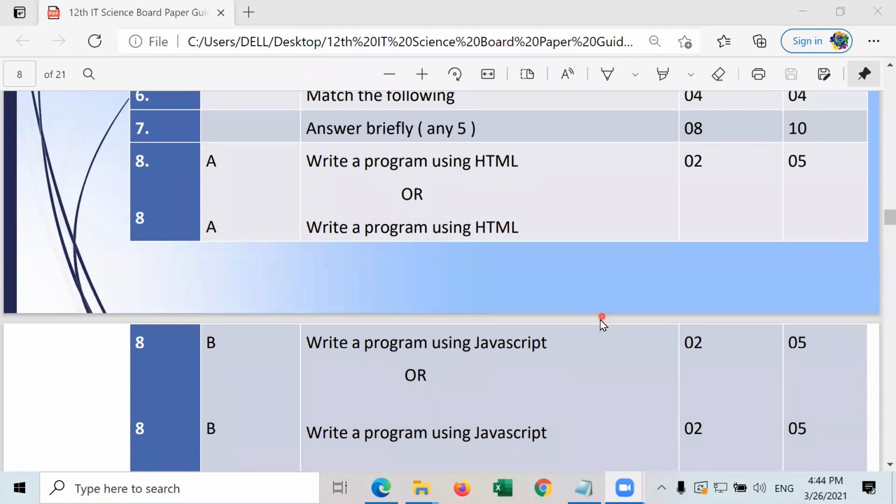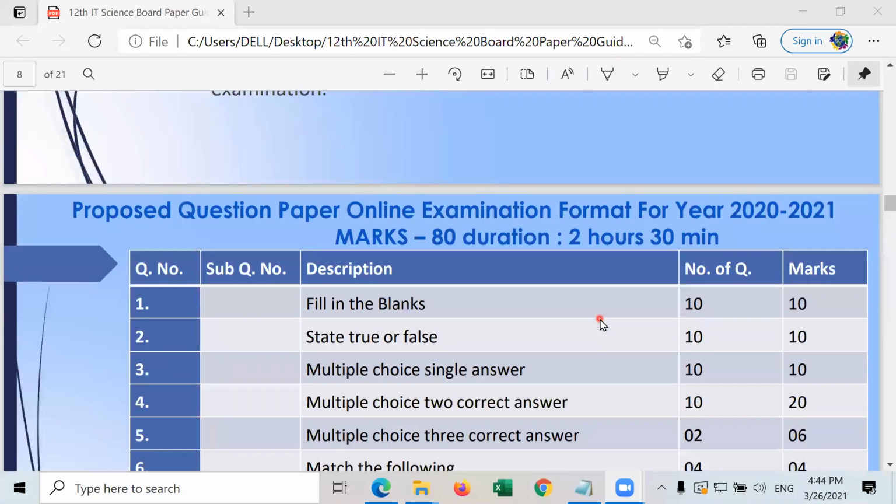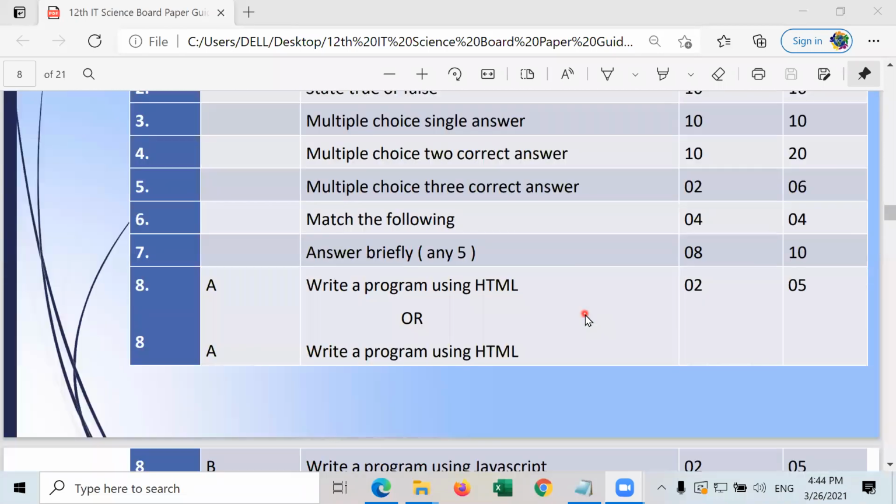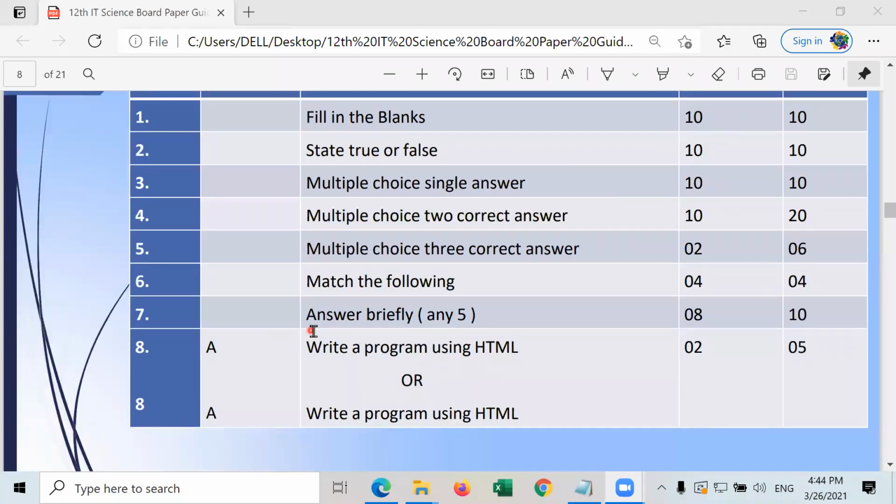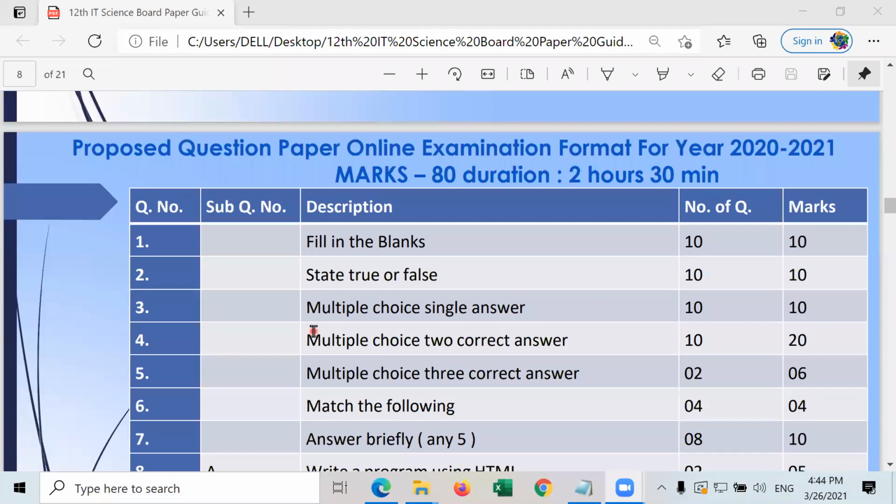Now, students, remember, question number 1, question number 7 and 8. I repeat, question number 1, 7 and 8. These questions will be corrected by the IT teacher. That's why you have to be very particular while answering these questions. Even if you make a very small mistake, you will lose marks for that mistake.